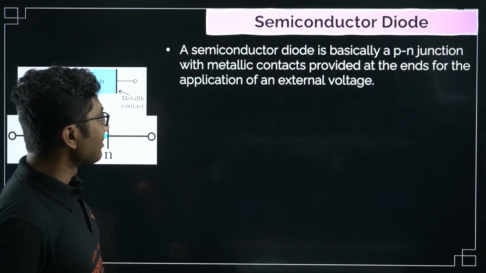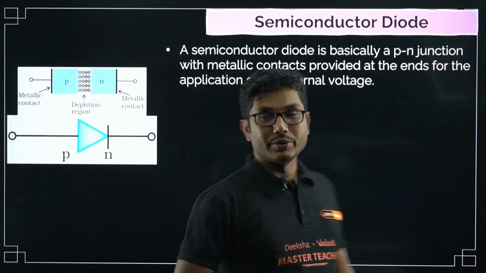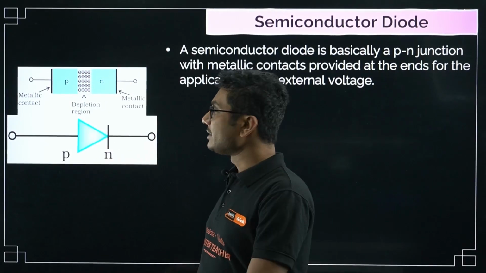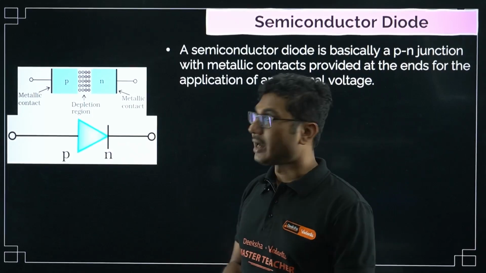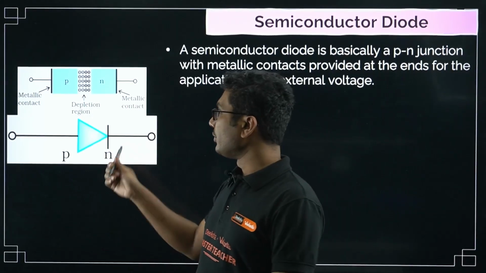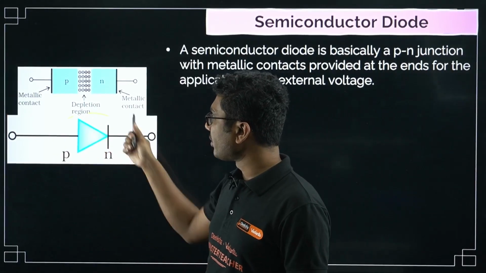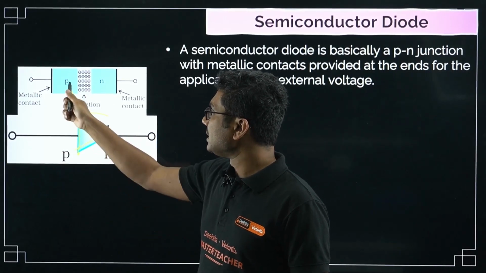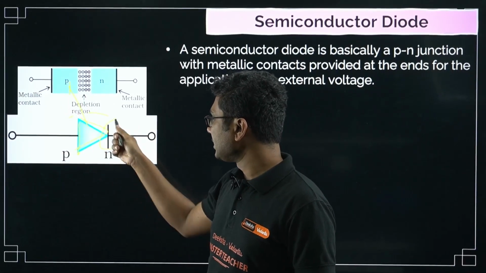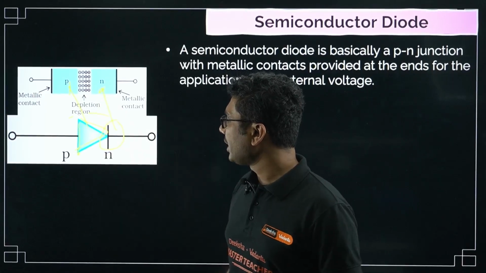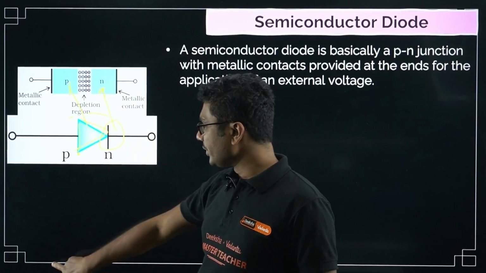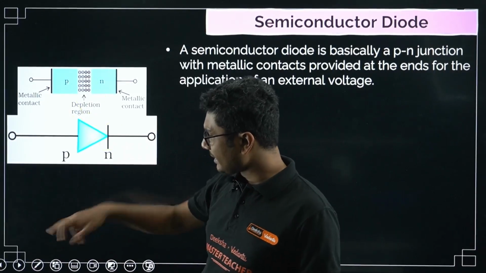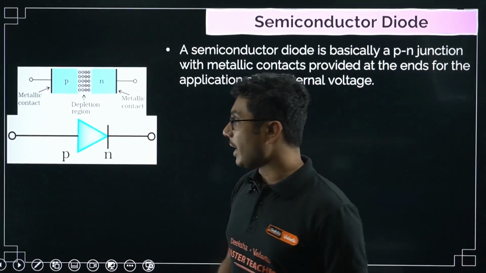Now let us discuss semiconductor diode. The same thing that we have studied in the past is called a semiconductor diode, PN junction. Now this is the symbol of a PN junction. What is the meaning of this? This represents the p side and this represents the n side. Now why this particular diagram? We will see that in a while in the biasing part.